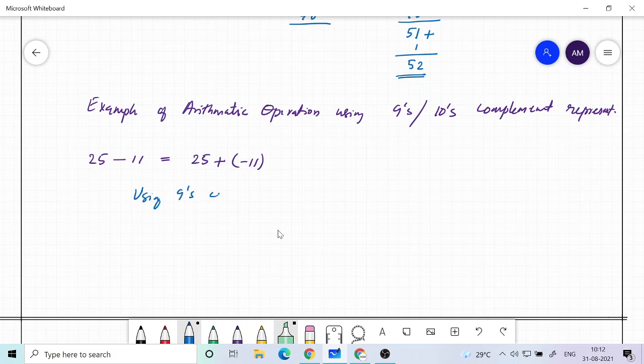Using 9's complement. So 25 you write as such, and then you have to write minus 11 in 9's complement. So minus 11 in 9's complement is what? 99 minus 11. So that is 88, right? And then what you have to do? You have to add 88 with 25.